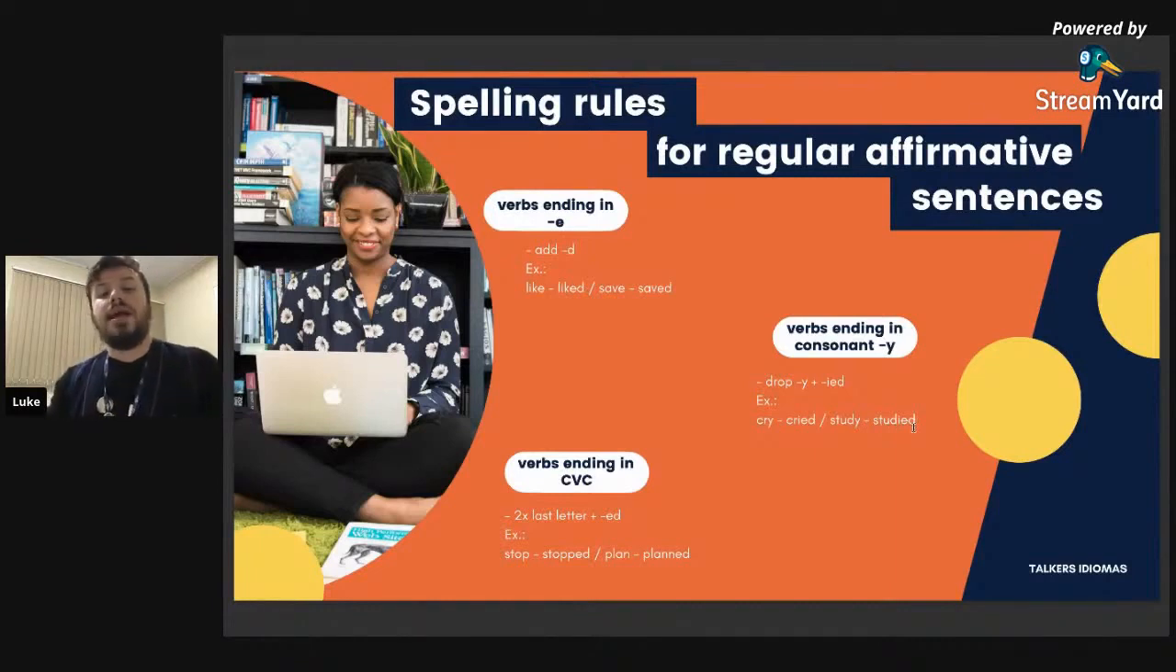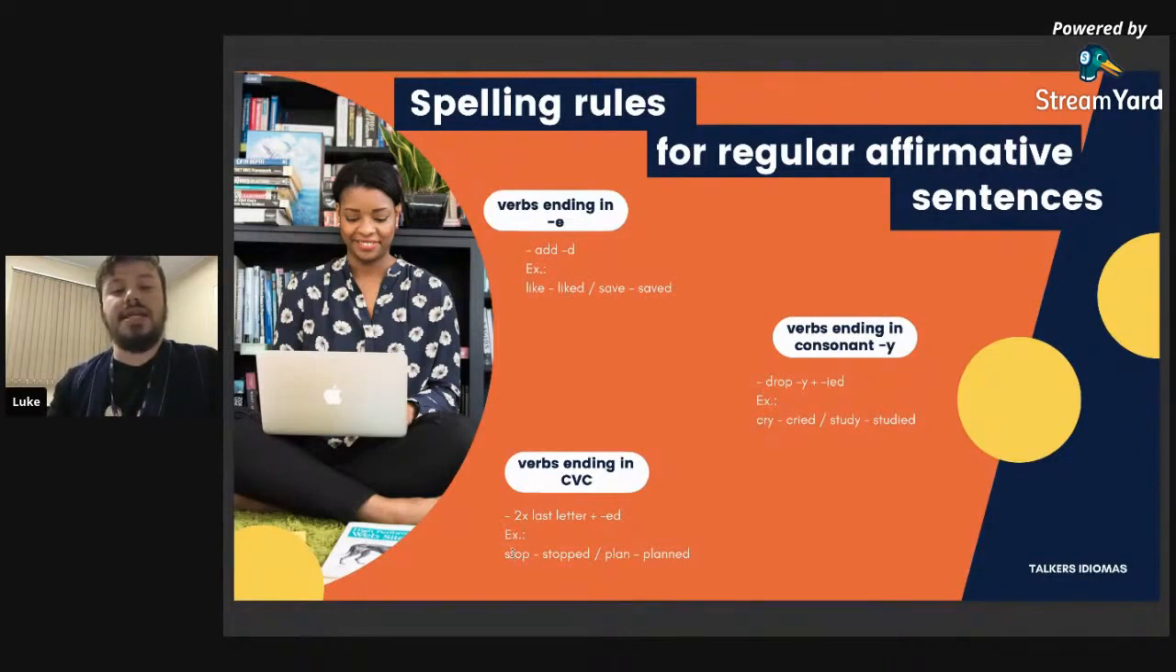Right? And then the third rule is with something very famous when we are learning English, which is called CVC. Basically CVC stands for consonant, vowel, consonant. So if your verbs end in CVC, consonant, vowel, consonant, what we have to do is double the last letter. So we're going to write that last letter of the verb twice. And after that, we are going to add ed.